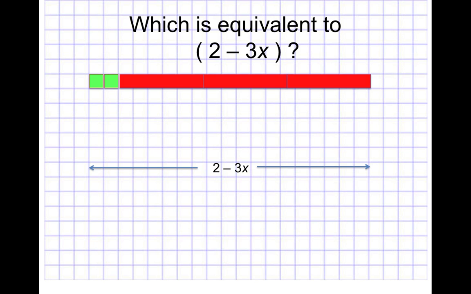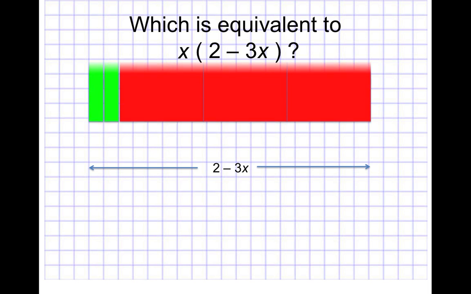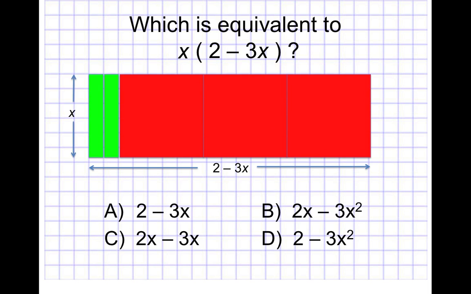So let's say we start with 2 units and 3 of the x units. They're negative, so they're red, but still there's 3 of them. And we multiply this quantity by the length x. How much do we have altogether? What's the area of this whole thing?